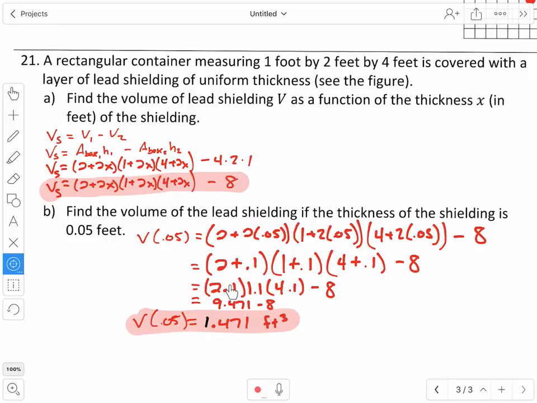I'm going to get 2.1 times 1.1 times 4.1. Using a calculator, that product is exactly 9.471. I subtract 8 from it. The volume of the lead shielding is 1.471 cubic feet.